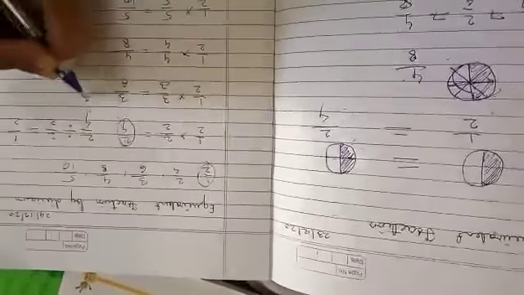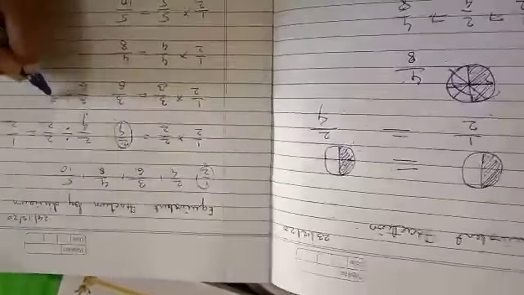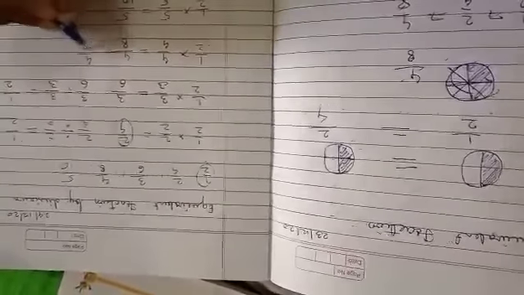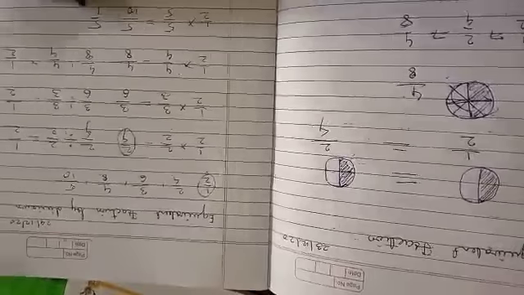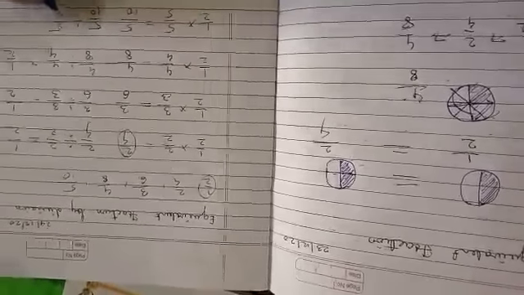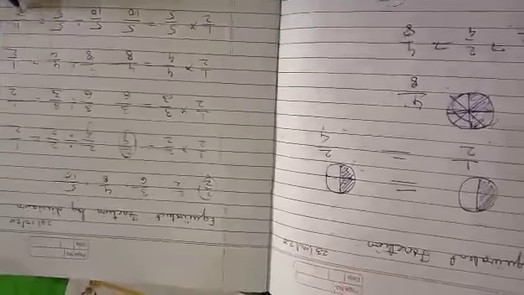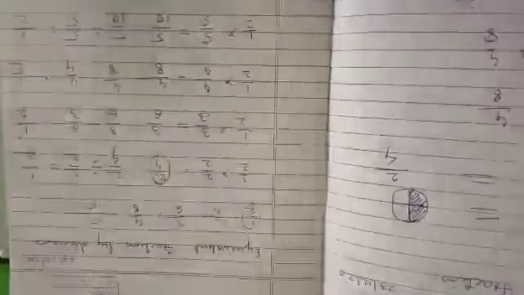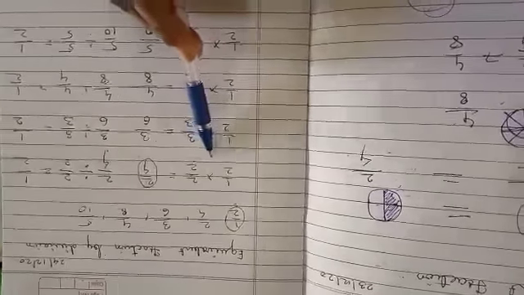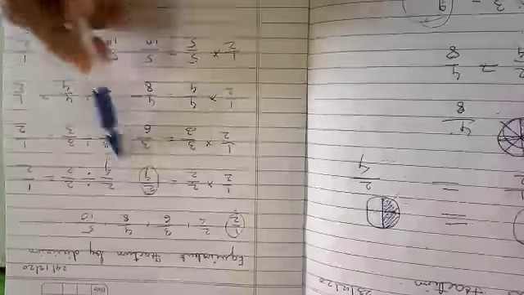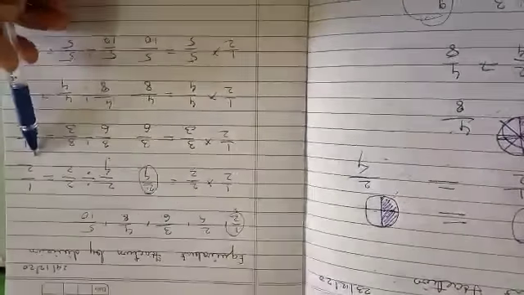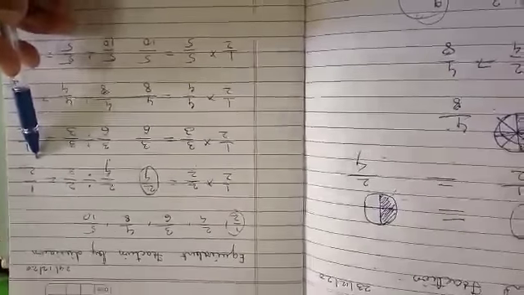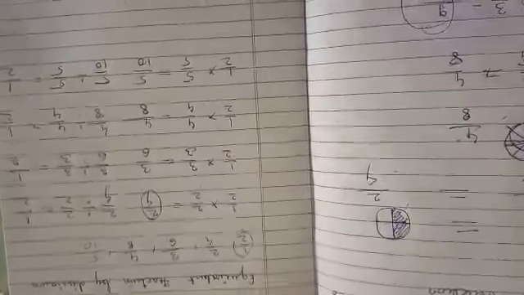In the same way, if we divide 3 by 6 by 3, we will obtain 3 ones are 3 and 3 twos are 6. 4 by 8 divided by 4: 4 ones are 4 and 4 twos are 8. 5 by 10 divided by 5: 5 ones are 5 and 5 twos are 10. So just as we obtain an equivalent fraction by multiplication, in the same way, if we divide the given fraction by a number, we can obtain an equivalent fraction. Okay, so this you have to remember.